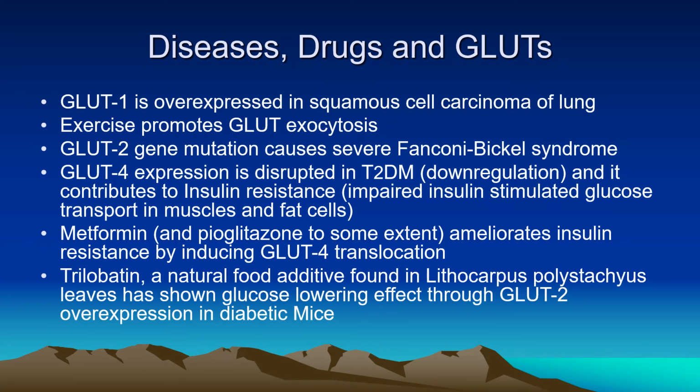Metformin ameliorates insulin resistance by inducing GLUT4 translocation, and so does, to some extent, pioglitazone. Trilobatin, a natural food additive found in Lithocarpus leaves, has been shown to lower glucose through GLUT2 overexpression in diabetic mice.